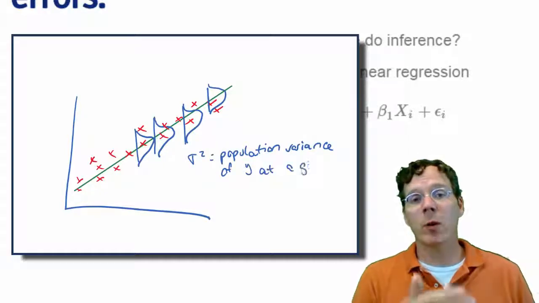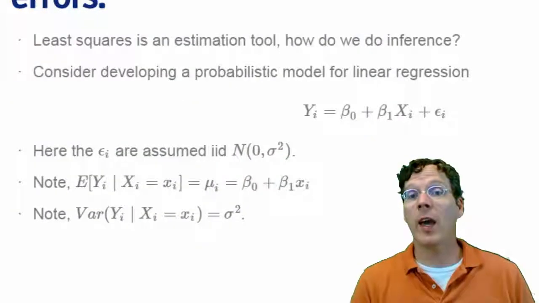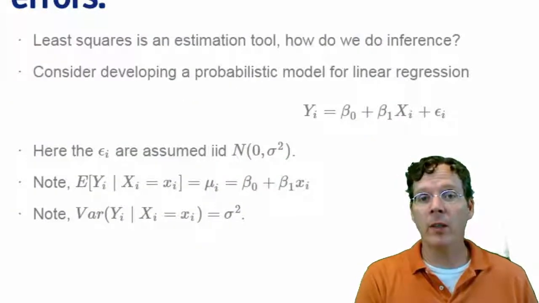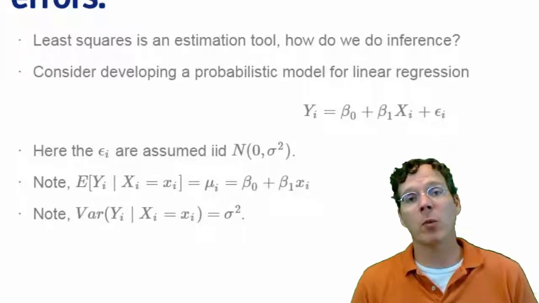I would also note that both this expected value and the variance are population quantities. They have sample analogs that we'll estimate, but right now these are population quantities. These are the estimands that we would really like to know.